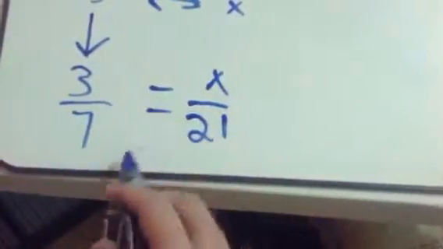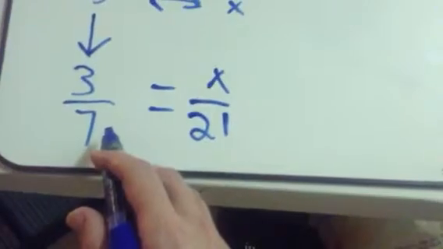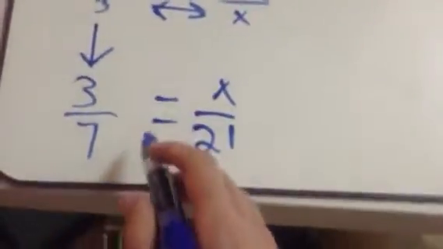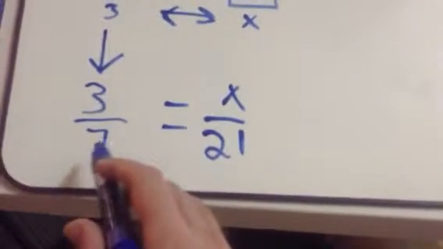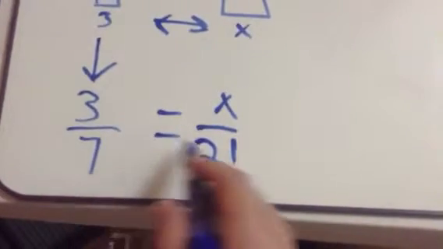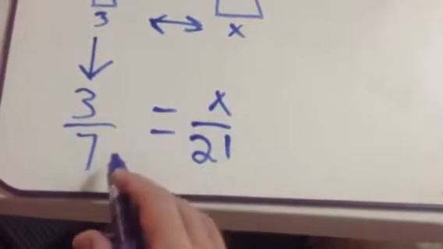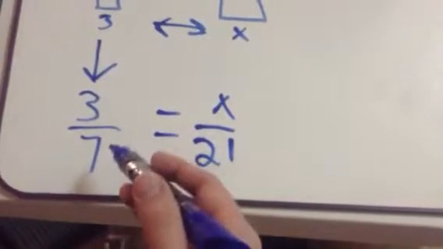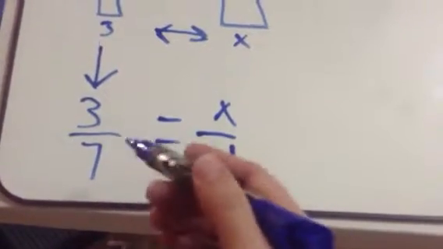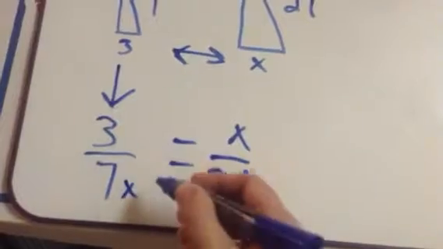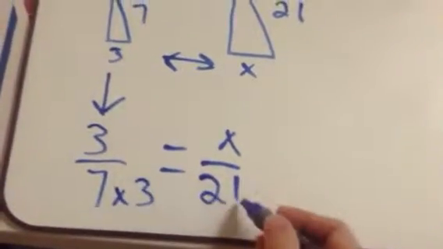Okay, now we can say, well, in order to figure out what x is, what that side is, we can say, well, what do we multiply 7 by to get 21? So we have to divide 21 by 7. We can ask what times 7 is 21? That's 3. Okay, so we multiplied 7 by 3 to get 21.